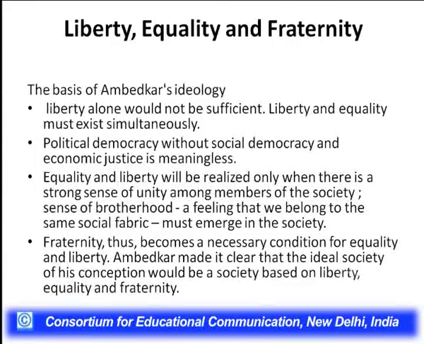Then equality and liberty, according to Ambedkar, will be realized only when there is a strong sense of unity among members of the society, which again depends on overlooking the differences and considering the entire Indian community as one solid unit, irrespective of the caste, class, community, religion, etc. So therefore, a very important factor according to Ambedkar was the sense of brotherhood, that is the sense of the larger community and not getting bogged down by the differences on the basis of caste, class, religion, etc.